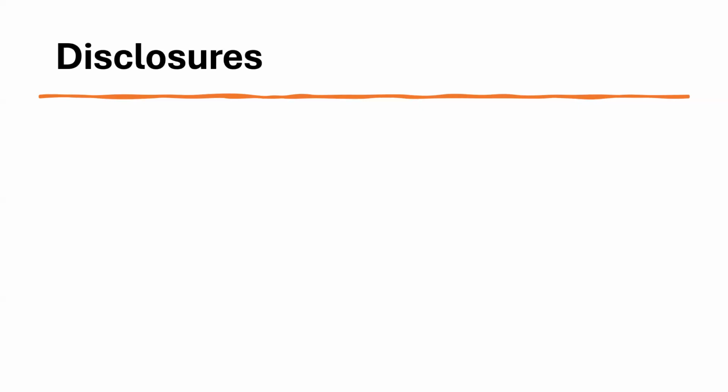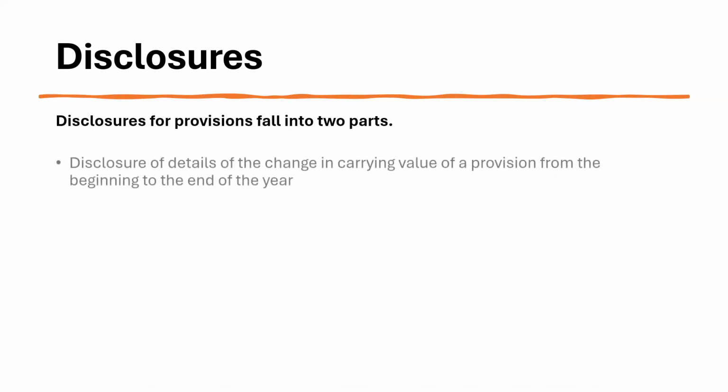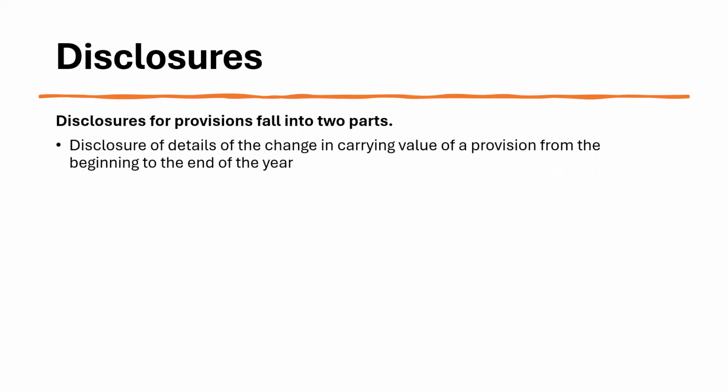What does the standard say about disclosures? Disclosures for provision fall into two parts. That is the details of the change in carrying value of the provision from the beginning of the year to the year end. Okay, you would have a provision at the beginning of the year. And due to other circumstances beyond management control, there may be changes in the carrying amount of the provision that would trigger a change upwards or downwards of the balance of the provision at the year end.